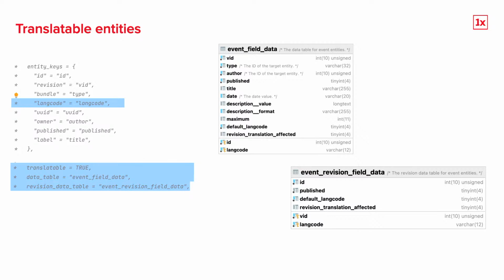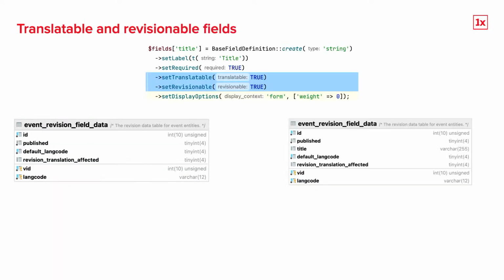And that's how the tables look now. We have the field data and then the revision field data. And we see that, as a starter, it doesn't have much information. It contains mostly the published field and then the language code.